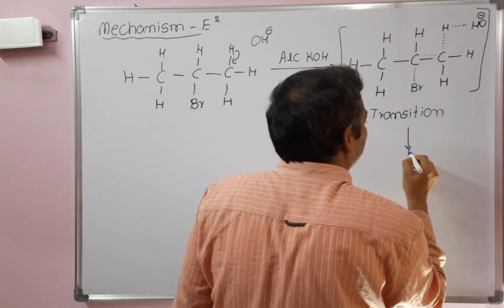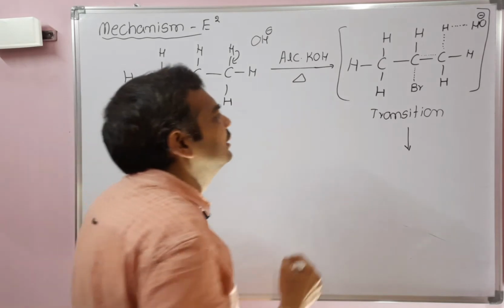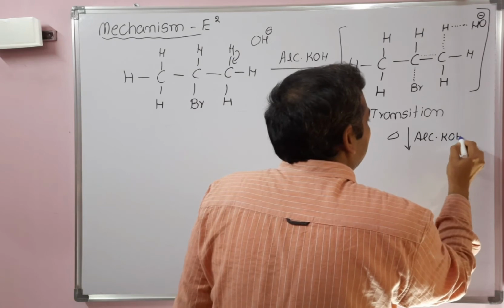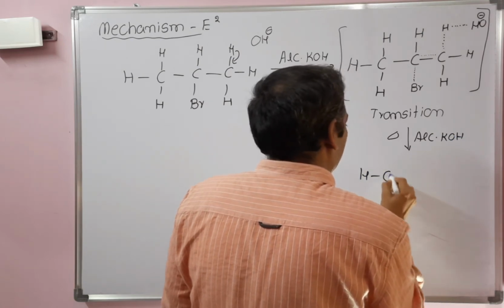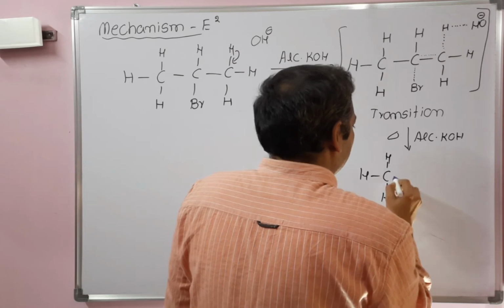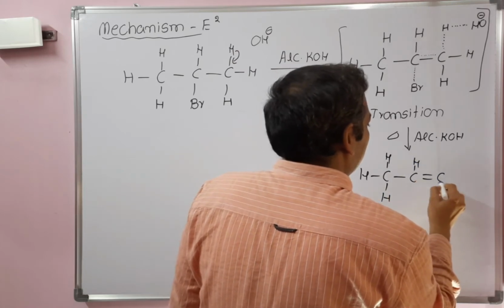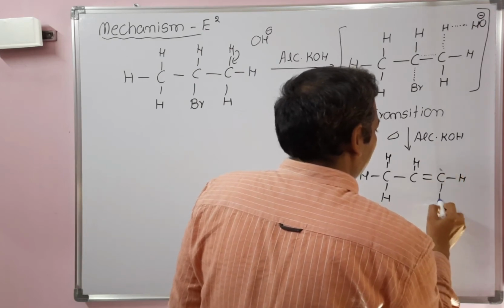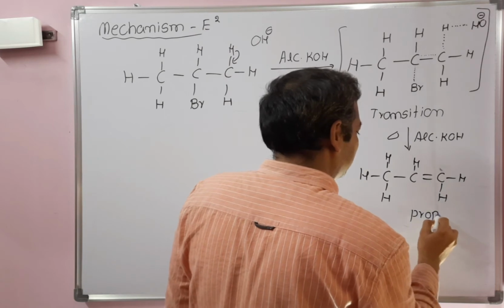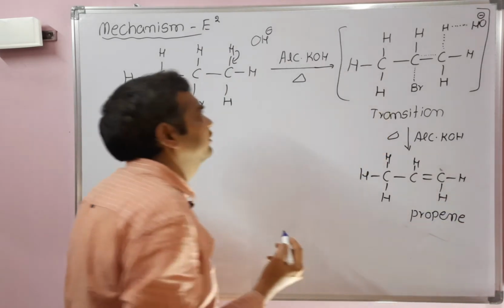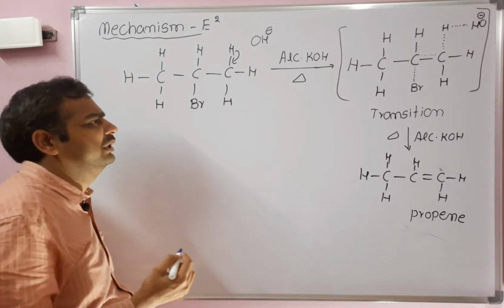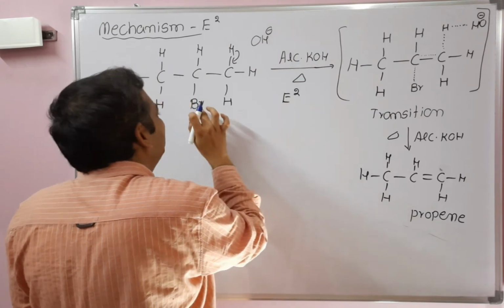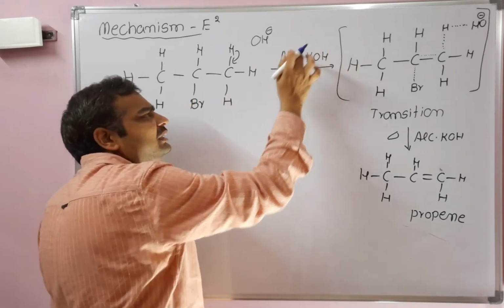The lifetime is very short, 10 power minus 6 seconds. After that, at high temperature, in the presence of alcoholic KOH, the strong base, it immediately gets converted into propene. Propene, CH double bond C, I will write like CH. This is propene. Preparation of propene from 2-bromopropane in the presence of alcoholic KOH, strong base at high temperature, is an example of E2. Why? Because the rate of reaction is directly proportional to the substrate concentration as well as the alcoholic KOH.